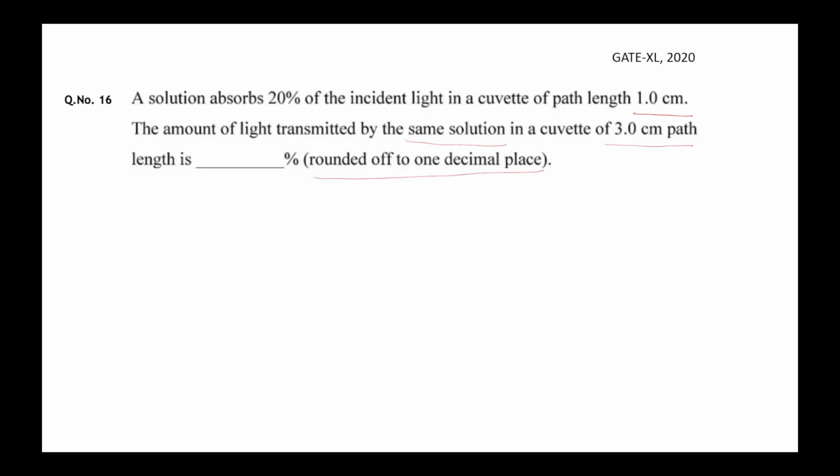Okay. So before starting this, let's understand some of the basics of spectroscopy. So, what is spectroscopy? Why do we use spectroscopy? It is a technique that is used to study the interaction between the electromagnetic radiation and the matter.